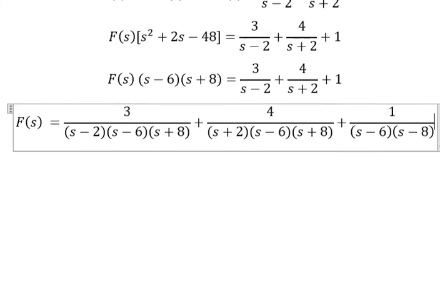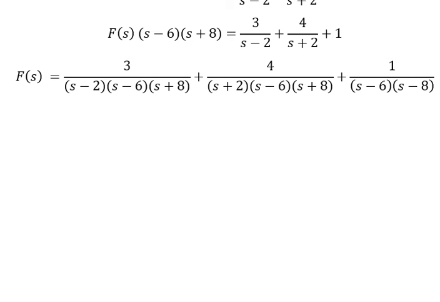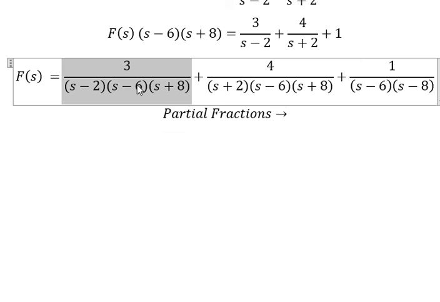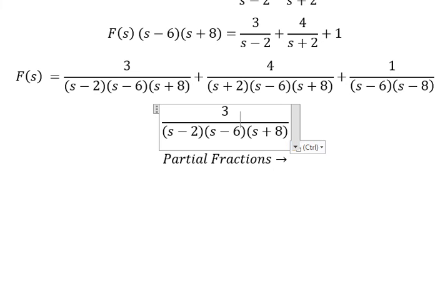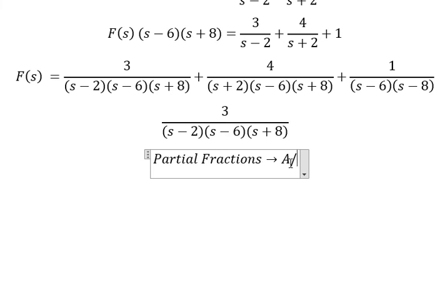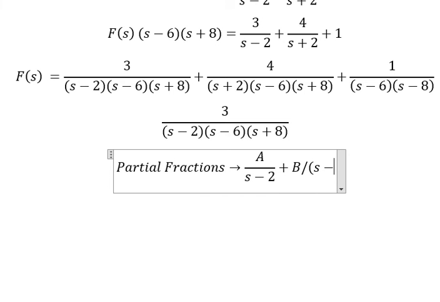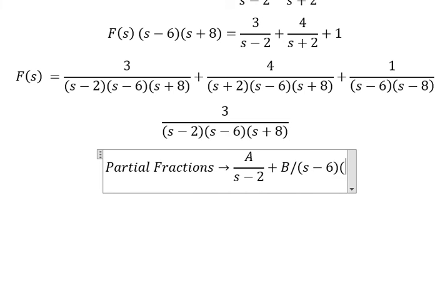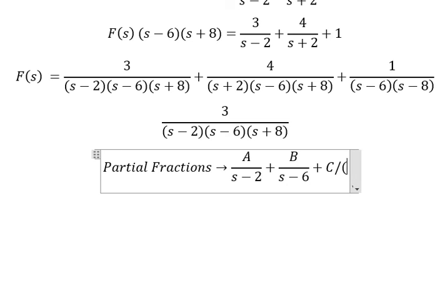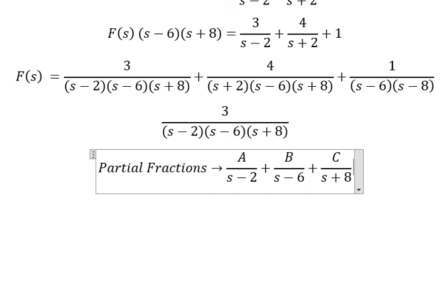Now, for the next one, we need to use about partial fractions. So, for example, I will choose about this one. So, for this one, I will put A over s minus number 2, B over s minus number 6, and C over s plus 8.